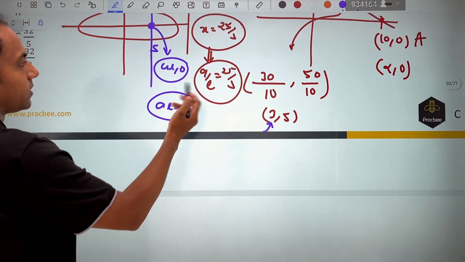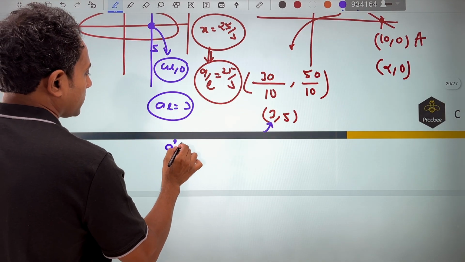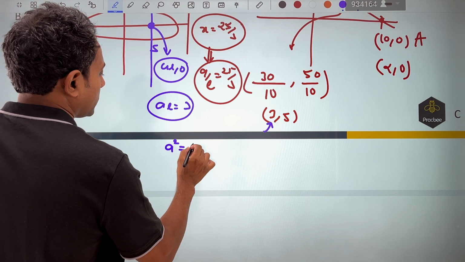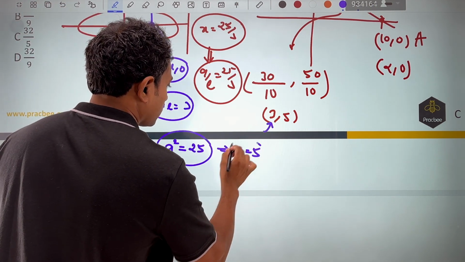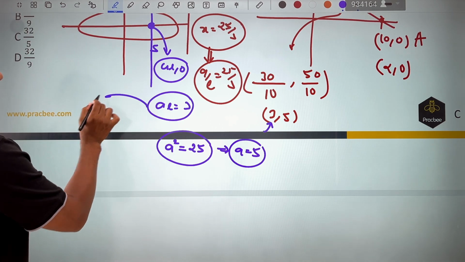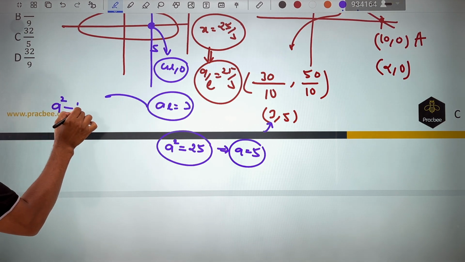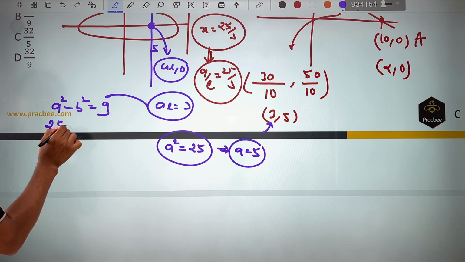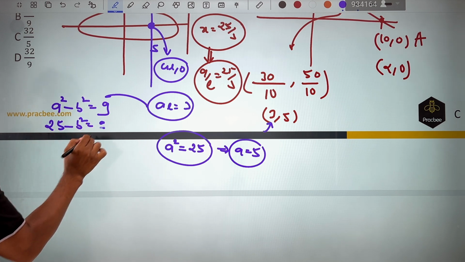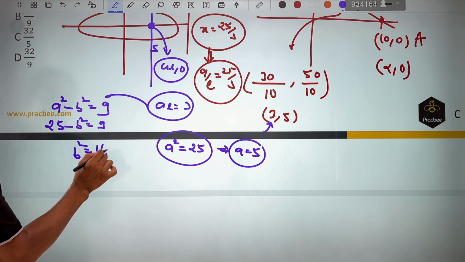Now we can see that if you multiply both of these equations, you will get the value of a square. That will be equal to 25. Correspondingly, the value of a comes out to be 5. And if I square this up, we have done this earlier, it becomes a square minus b square, this becomes 9. Now this is 25 minus b square is equal to 9. So b square becomes nothing but 16.